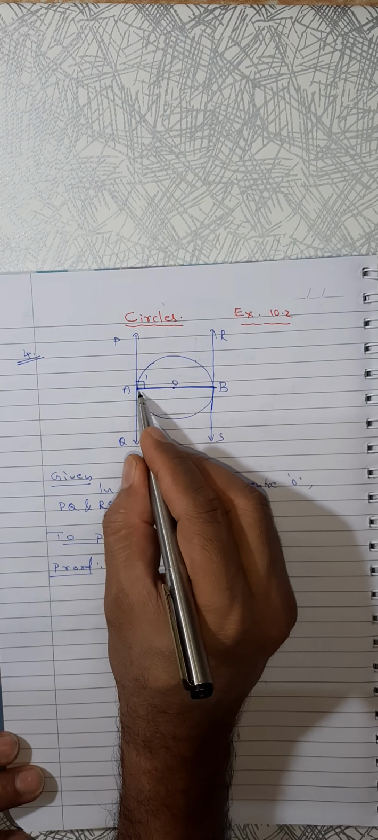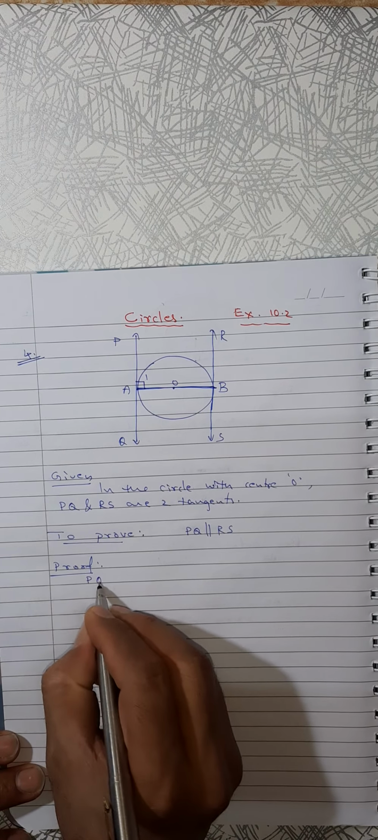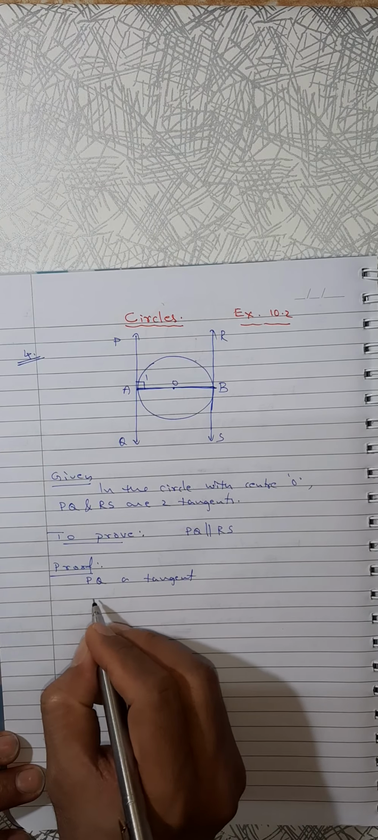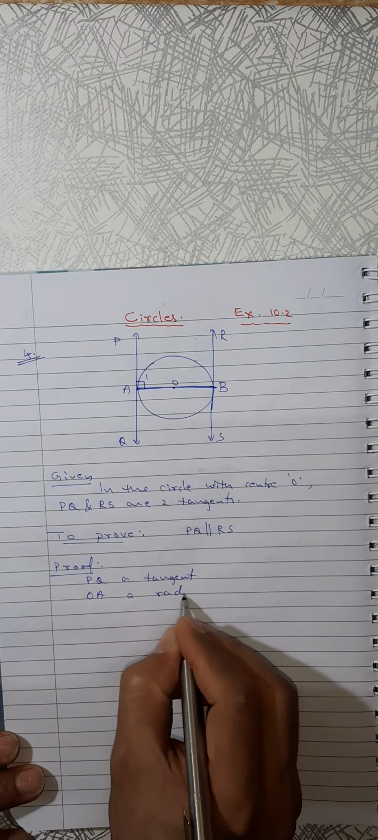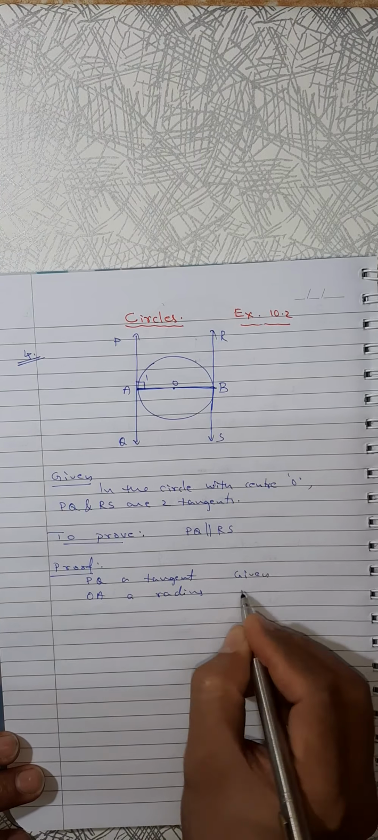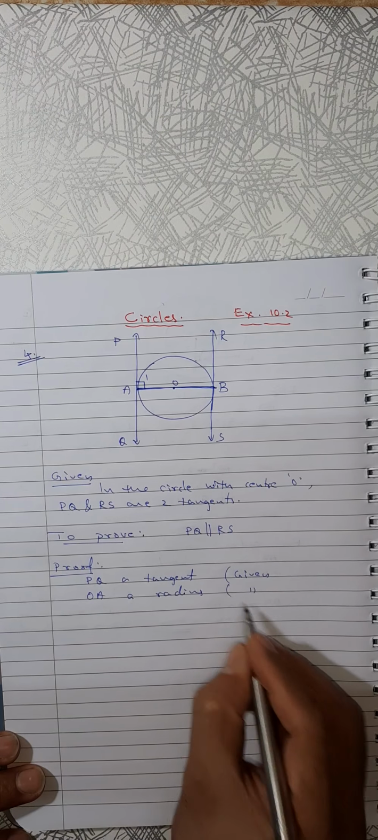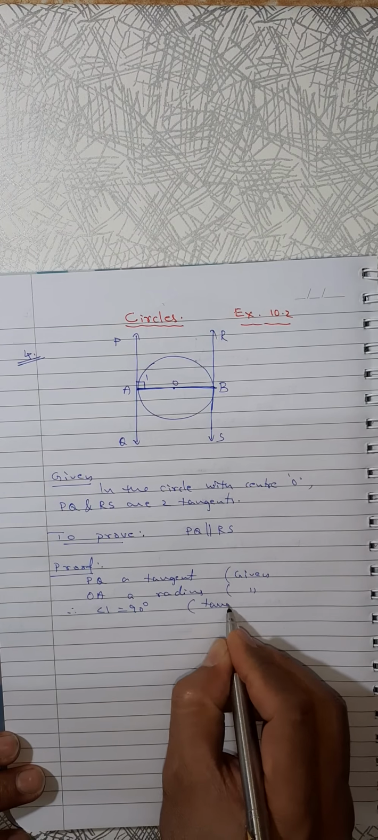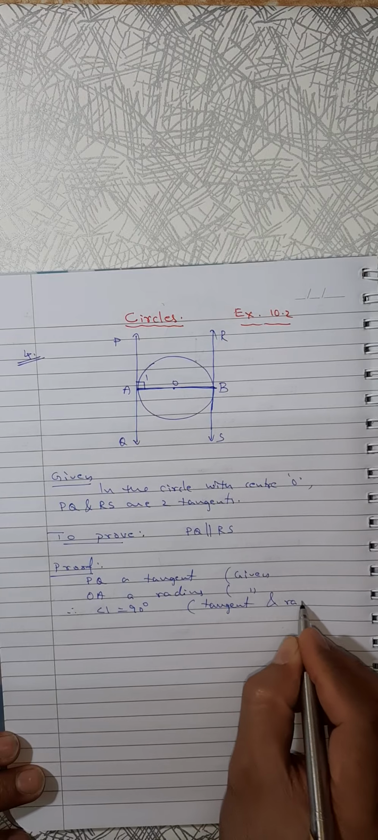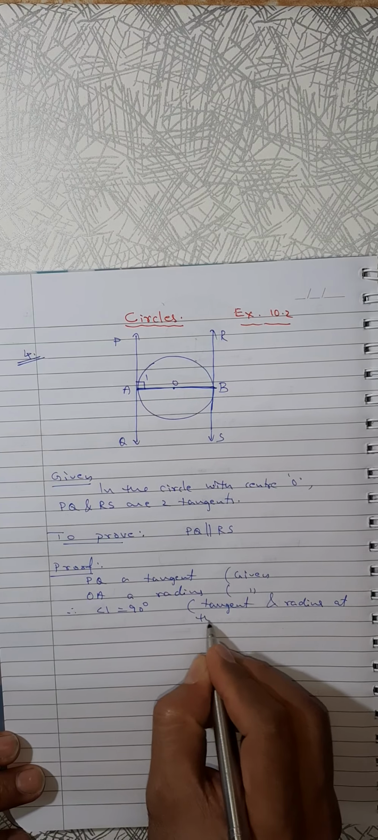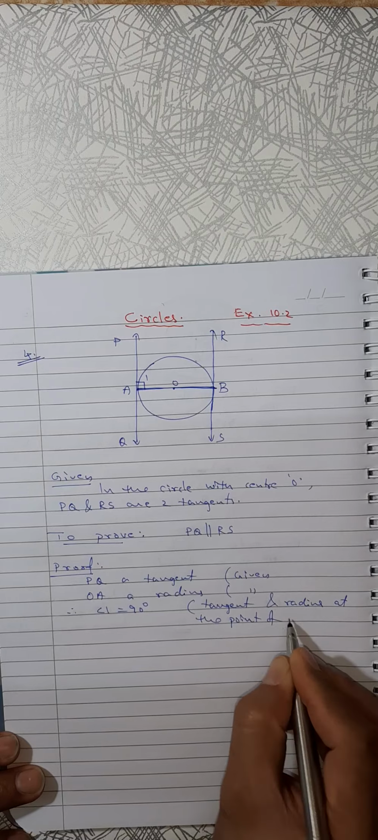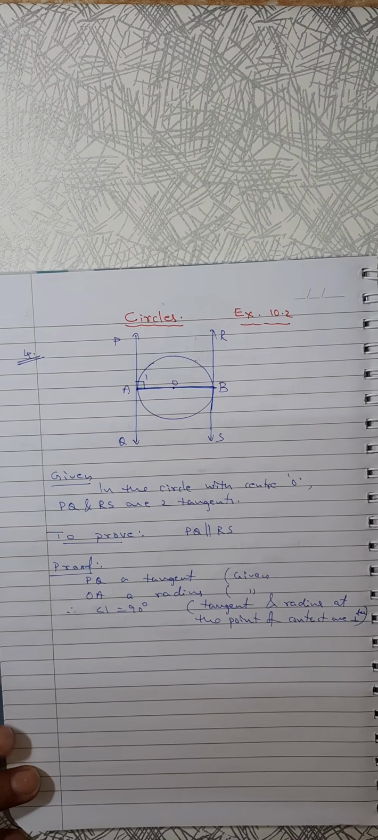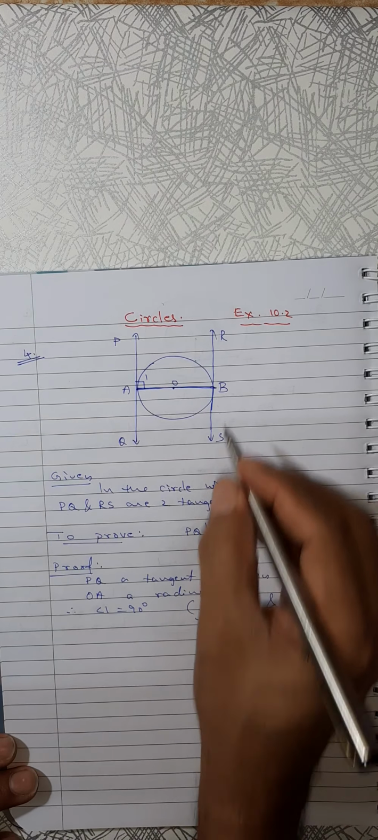So we will say OA is a radius, PQ a tangent, given thing only. Center O given already. Therefore we can say angle 1 equal to 90 degree. Reason, tangent and radius at the point of contact are perpendicular.